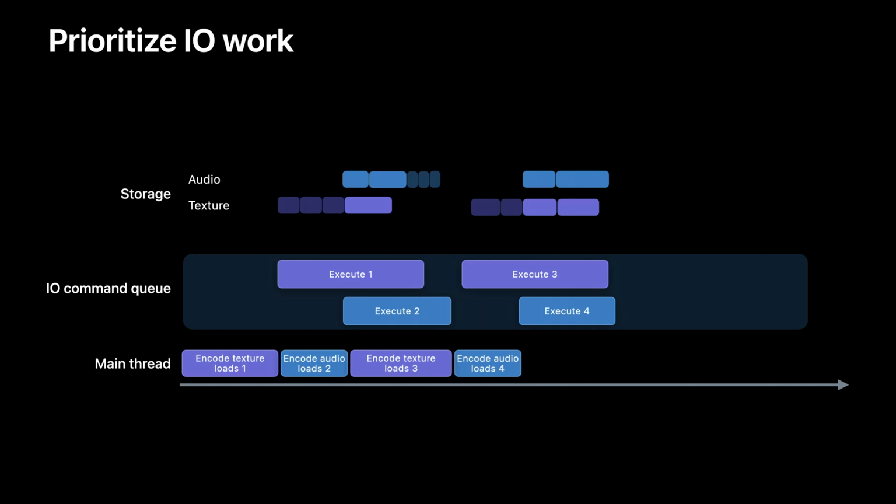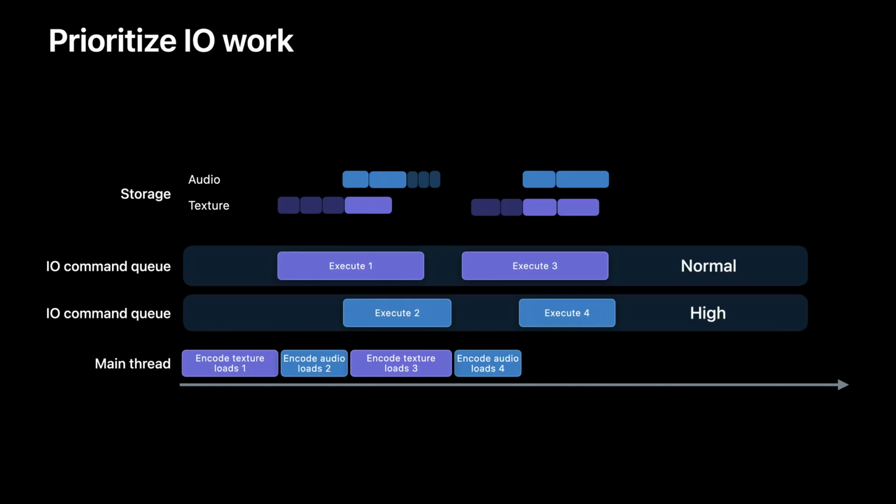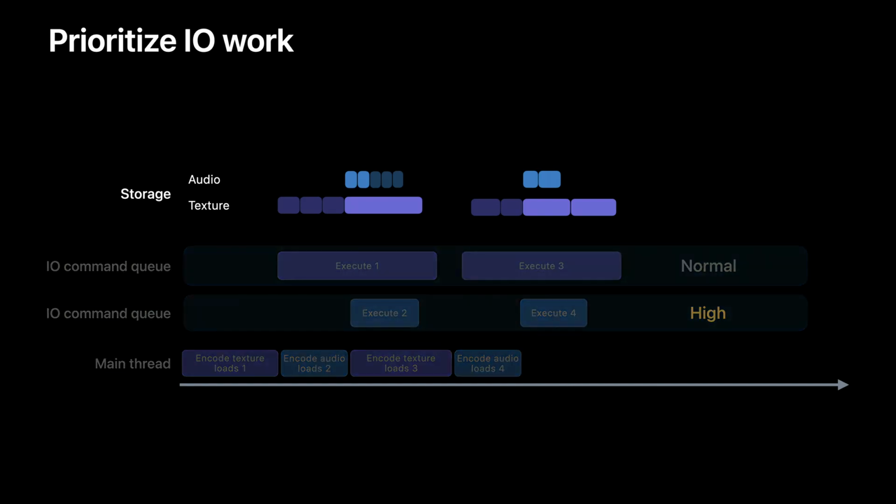To prioritize audio requests, you can create a separate I/O command queue and set its priority to high. The storage system will ensure that high priority I/O requests have a lower latency and are prioritized over other requests. After creating a separate high priority queue for audio assets, the execution time of the audio load requests has gotten smaller, while that of the parallel texture load requests has gotten larger.